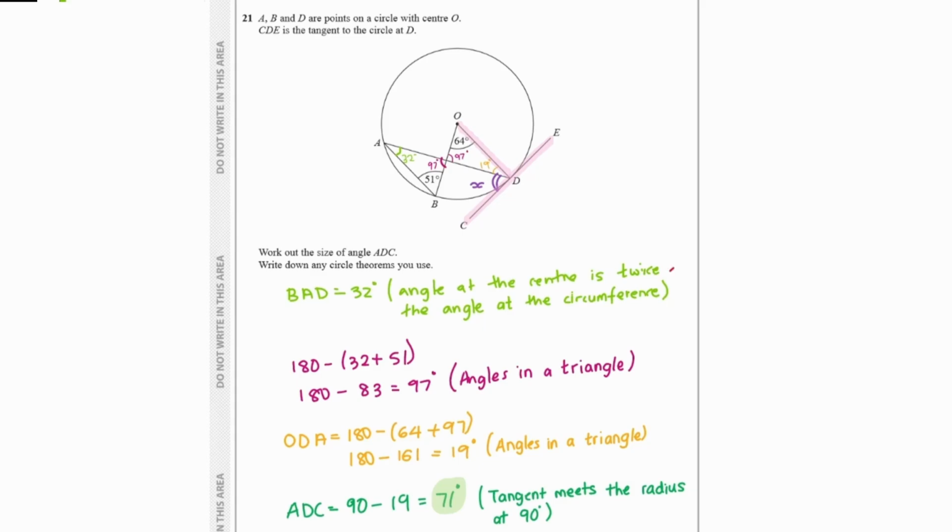This was a 4-mark question, and we would get the first mark for finding angle BAD, which is 32 degrees. The second mark for finding the two angles of 97 degrees. The third mark for finding angle ODA as 19, and our final mark for finding angle ADC as 71 degrees.